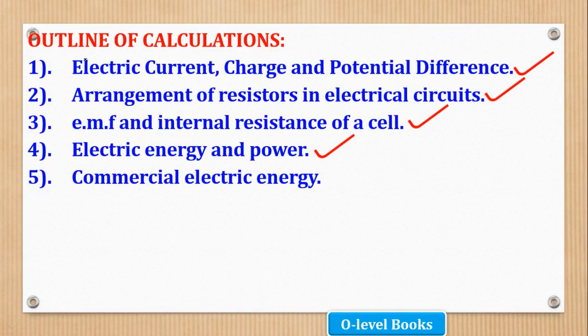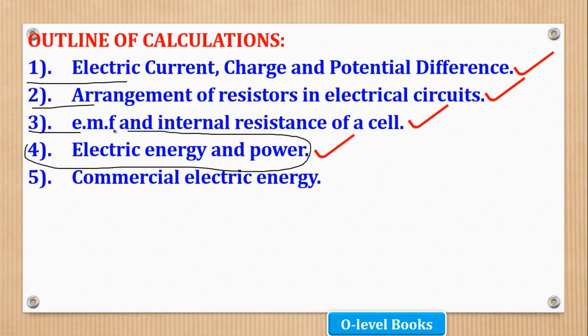So this topic of current electricity has 5 parts of the calculations. We have already looked at the first part, second part, third part. Now we are on the fourth part, which is electrical energy and power.